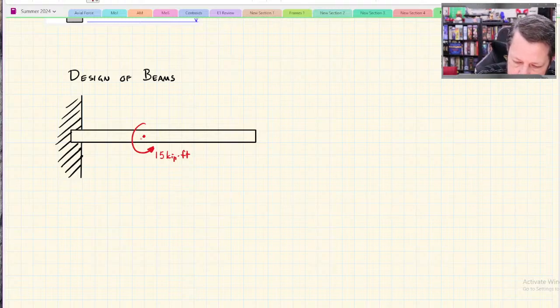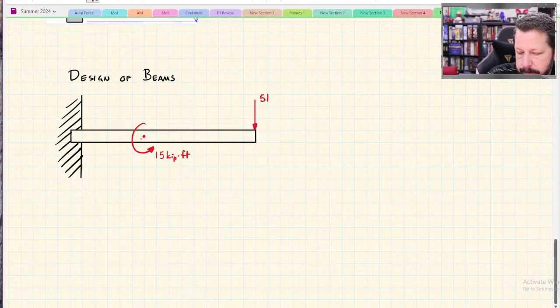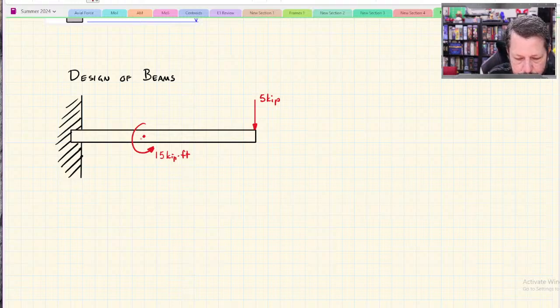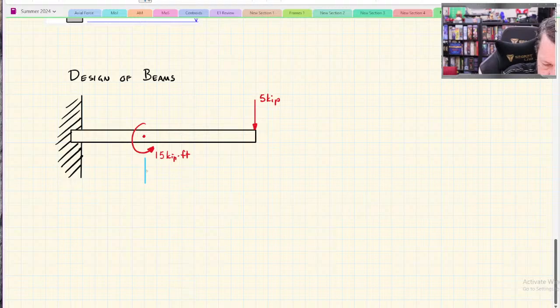Let's put a point load. And let's make this 5 kips. That's probably enough. We don't need to go overboard. This distance is going to be 5 feet.